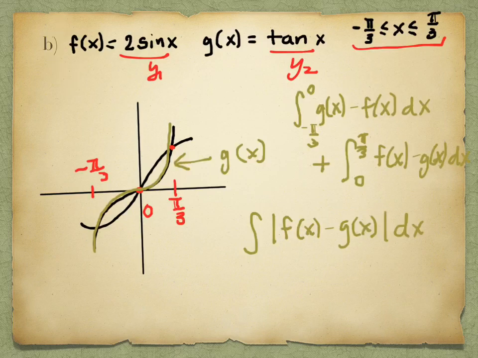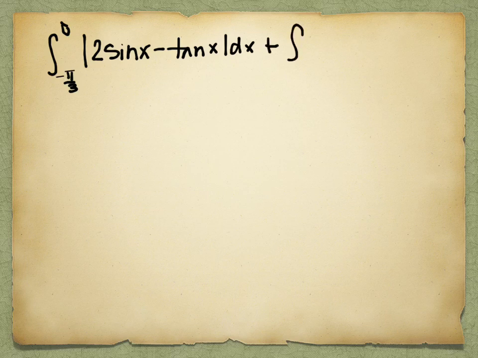And what were my functions? 2 sine x and tangent x. So I'm going to do 2 sine of x minus tangent of x dx. And then I'm going to do my second integral, and it will go from 0 to pi thirds. And it will look exactly the same on the inside, but it is absolutely necessary for me to split these up. Why?